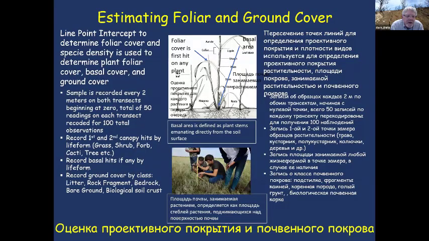So estimating foliar and ground cover. Down that line transect, that tape that we have pulled, every 2 meters, we stop, lower a pin directly down to the soil surface through the canopy, and we record the first canopy hit, if you hit any plant, by species, if possible to identify them. If not, then by life form class. So we would lower the pin down. We might hit a grass. We would call that the stipa, and identify the species.